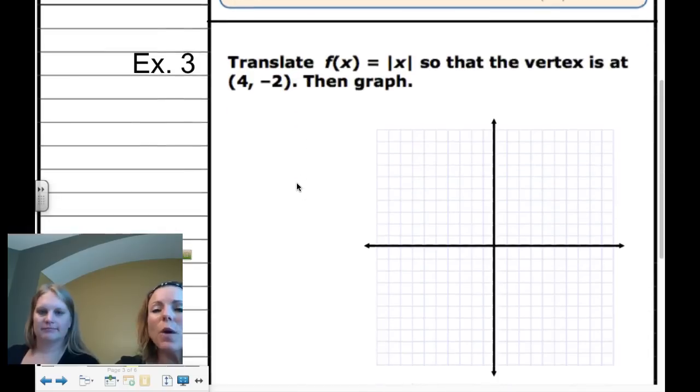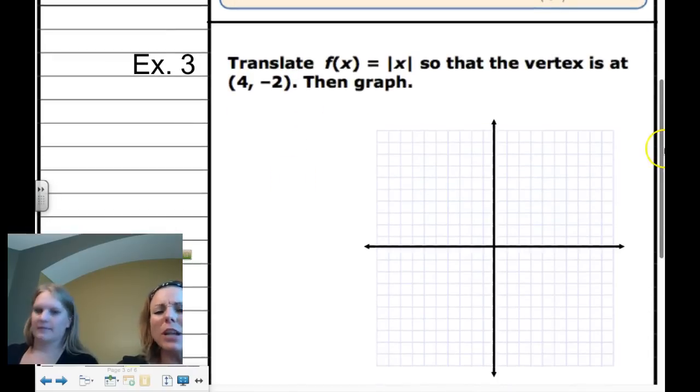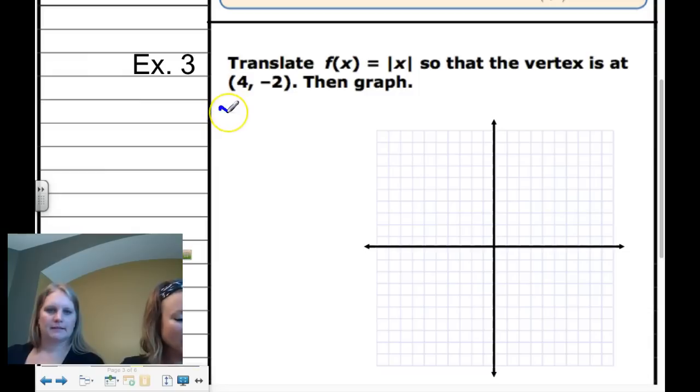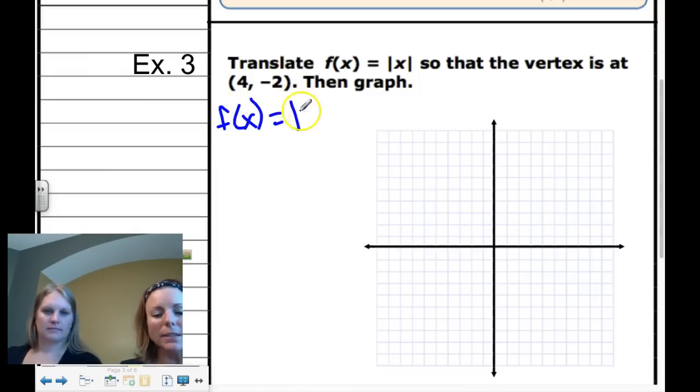So let's go on to this example right here. And maybe I should have Miss Boyd write the absolute value function. Okay, so f of x is equal to the absolute value of x minus h plus k.